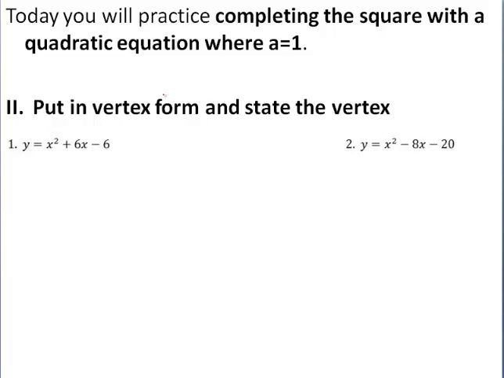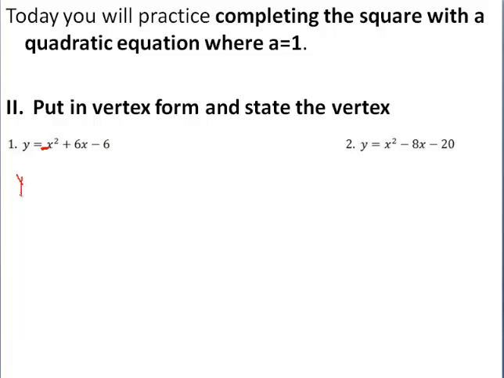So we're going to start off rather easy. We're going to start with completing the square when the quadratic equation has a equal to 1. So we're going to look at these two examples. Number 1, y equals x squared plus 6x minus 6. On the back of your notes packet, I attached a sheet that describes how to do the completing the square. But here's what you're going to do. Okay, first of all, my a value is 1, so I don't really have to factor that out.